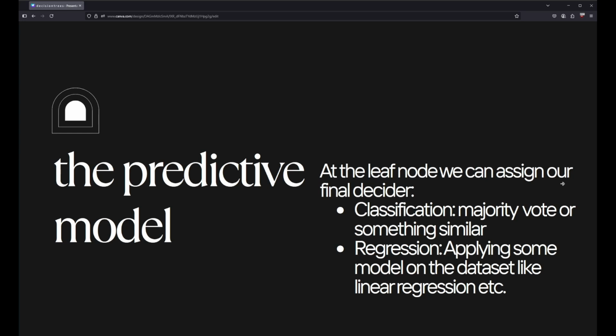We can also do regression. So let's say we wanted to predict the probability of something. We could do that with decision trees by applying some model on the data set. For probabilities, it's going to be more so logistic regression than linear regression. But for other machine learning tasks, you can use linear regression.